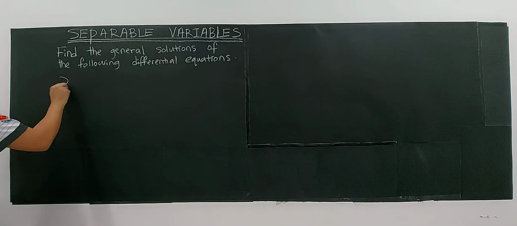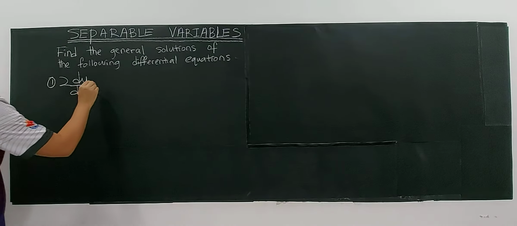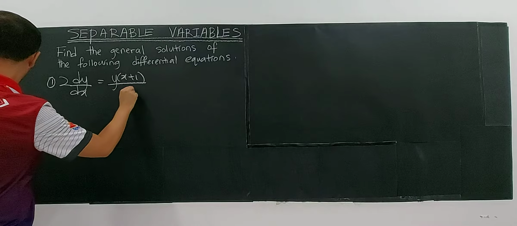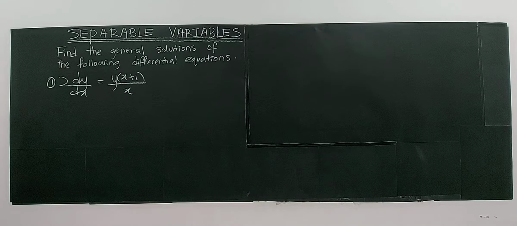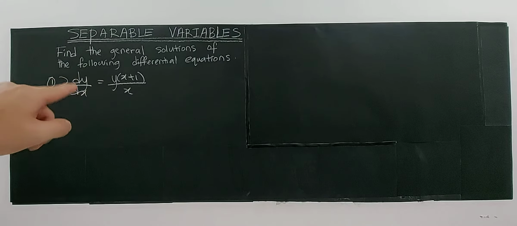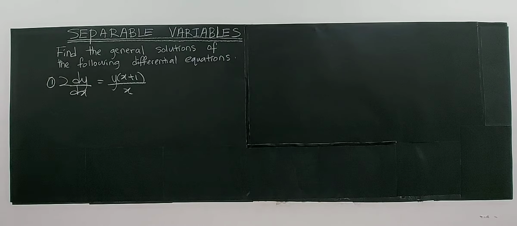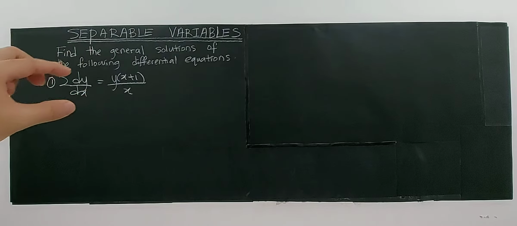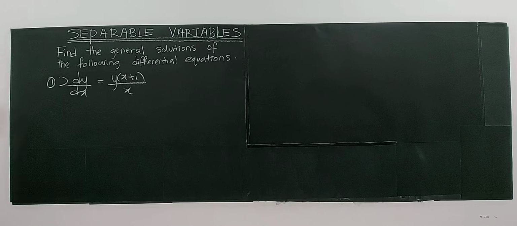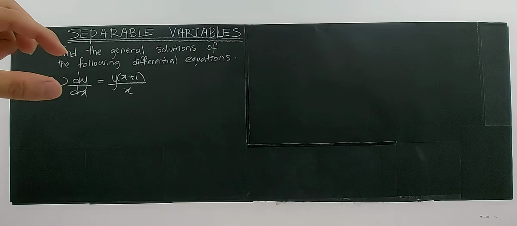Let's say the first example: 2 dy/dx equals y(x + 1/x). As you know, this is a first order differential equation, as the dy/dx is first order and the degree of the dy/dx is 1. So for this case, this is a differential equation, which means it's in differential form. So we have to find the general solution of this equation.